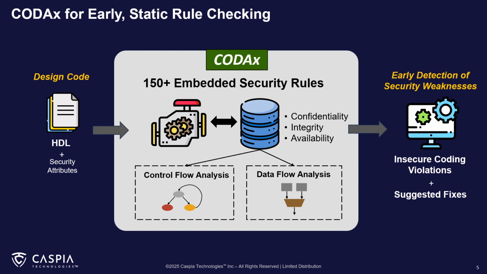This is where Caspia Technologies' CODAX solution comes in. CODAX is a static auditing tool that automatically checks for insecure design implementation practices. This can raise concerns for confidentiality, integrity, and availability problems for chip data related to both control flow and data flow parts of the design. CODAX includes an internal database of security-specific rules that can run in a fast, push-button manner through static verification. This will identify coding violations of those rules as well as provide suggested fixes.